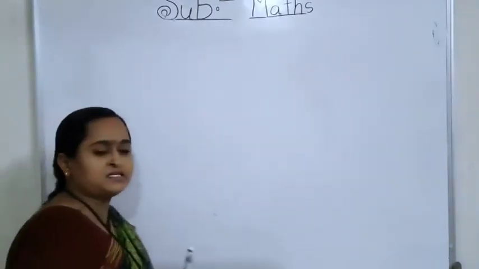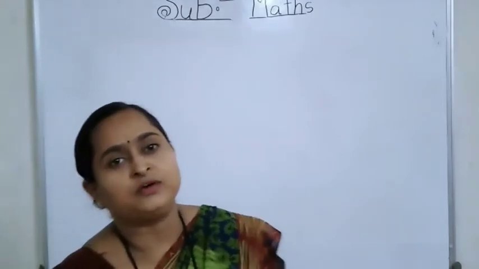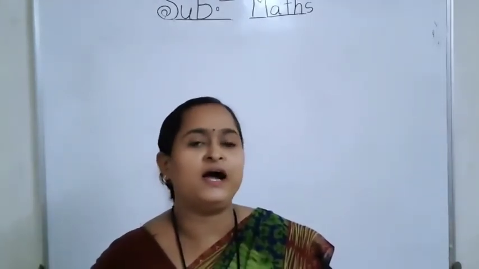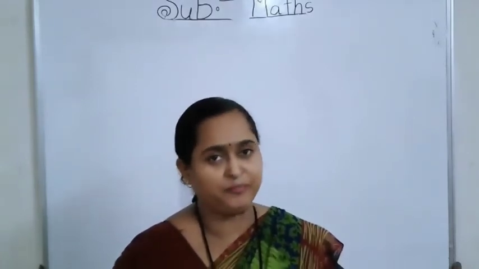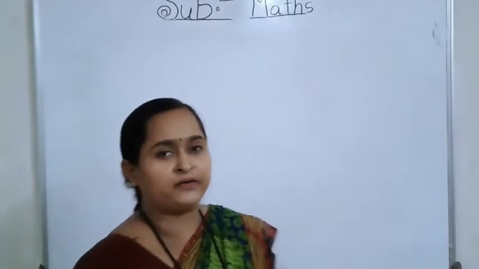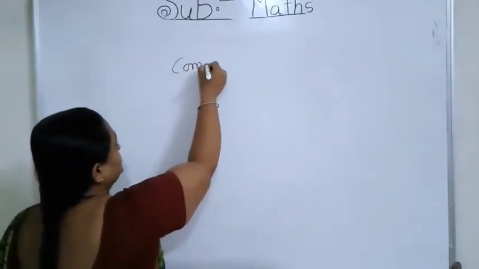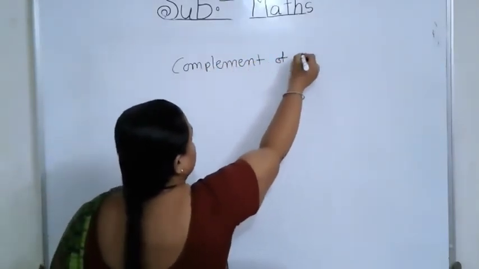Now again one thing is there, that in a Venn diagram universal set is denoted by capital U, and we have to draw a rectangle for denoting universal set. Now next see complement of a set.